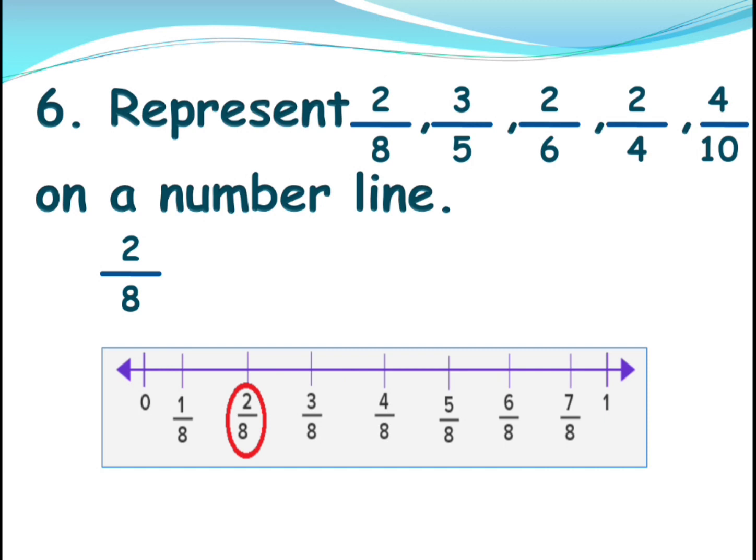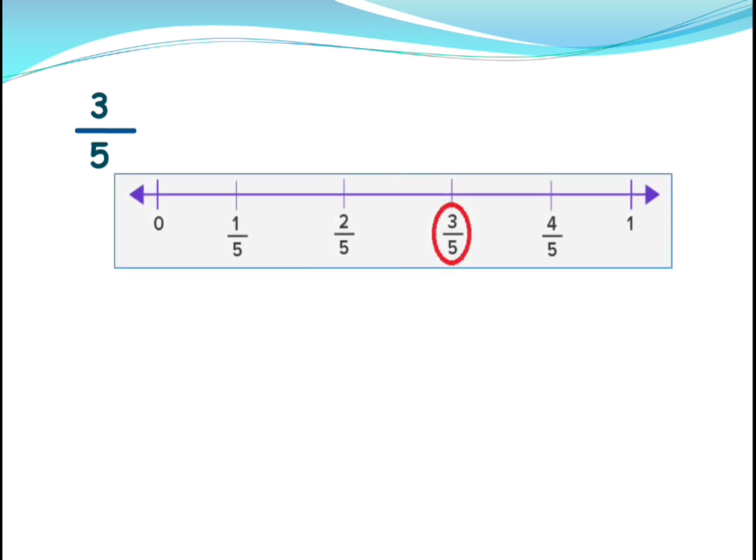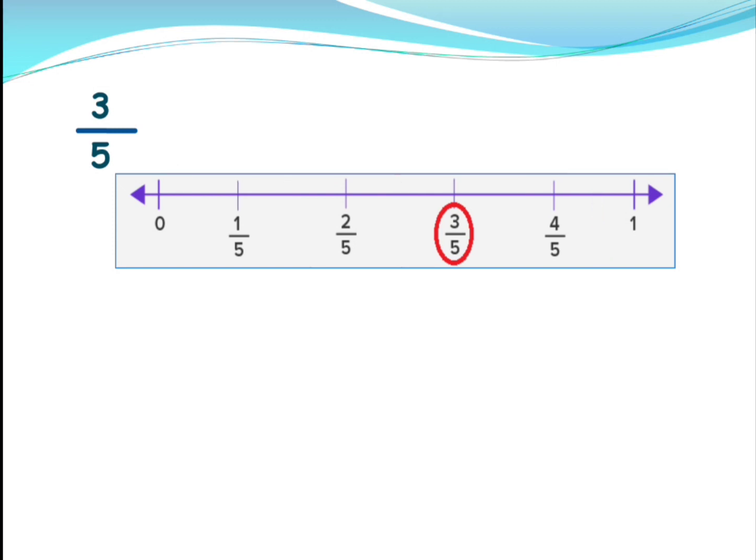Okay, children, now 2 by 8 we have given. Now next one is 3 by 5. That means you have to draw a number line from 0 to 1, make 5 equal parts, and the third part is your 3 by 5. See, 1, 2, 3, 4, 5. That means there are 5 equal parts. The first one will be 1 by 5. The second one will be 2 by 5. Third one will be 3 by 5. Fourth one will be 4 by 5. And the fifth part will be 5 by 5.